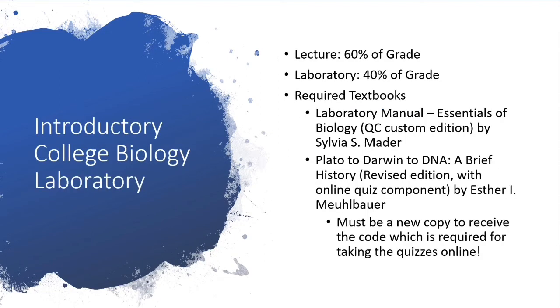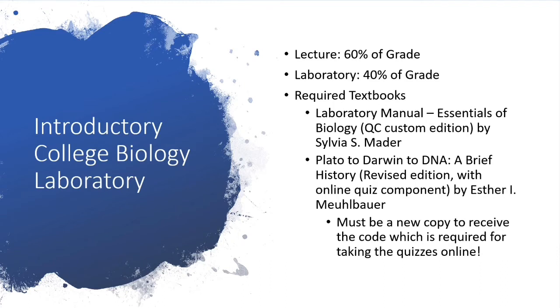Okay, so just a little bit about how the breakdown of the class works. So the lecture is 60% of your grade. So this lab is basically encompassed in the lecture portion of the class. So the laboratory is 40% of your total grade. So I basically submit my part of the grade at the end of the semester, and that gets totaled in. Unless you are in Bio 10, then I submit a grade separately.